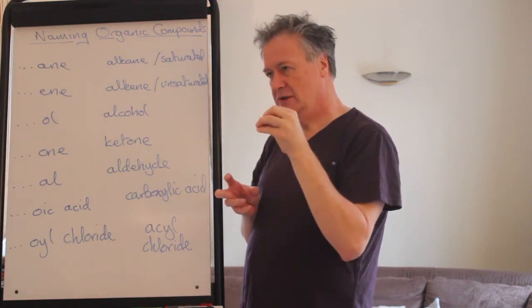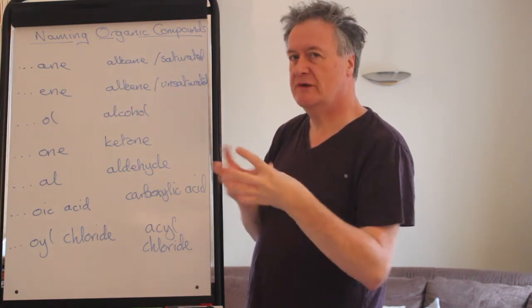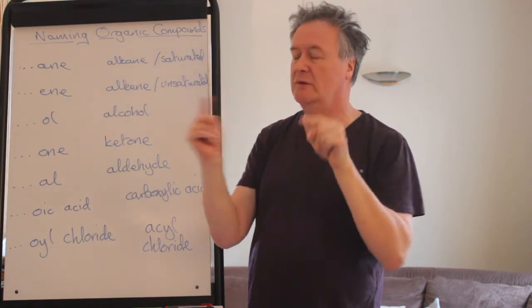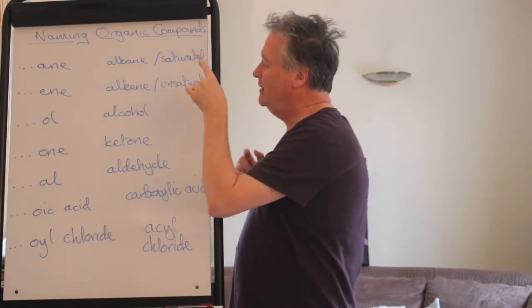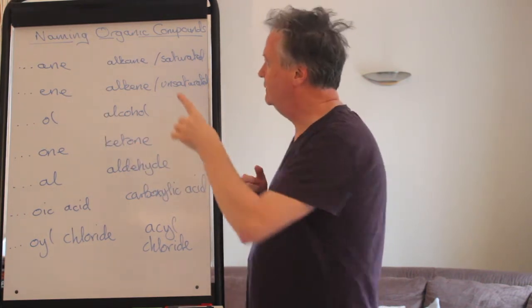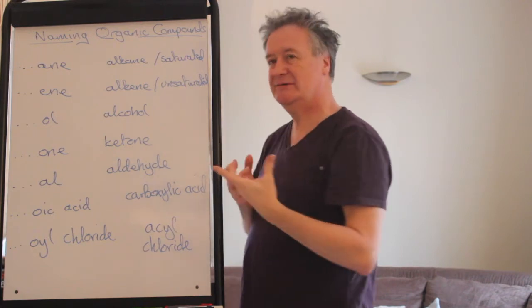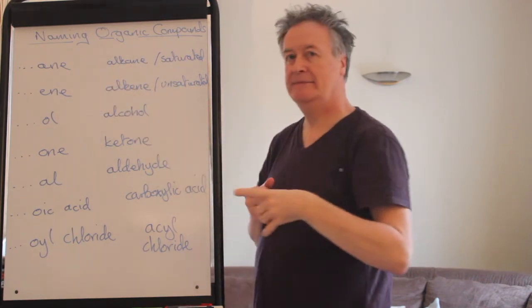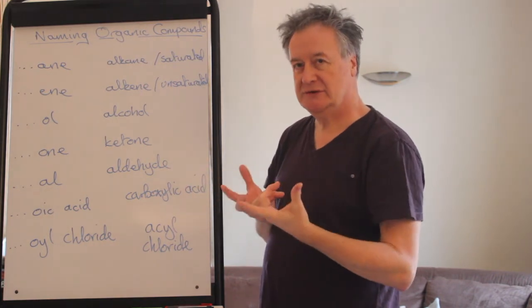But if you swap the hydrogens for other things in certain places in what would have been an alkane, it remains saturated because it hasn't got any double bonds, which the next ending does. So if it is saturated and there are no multiple carbon-carbon bonds, it will end in ANE. So you will have structures that end in ANE.